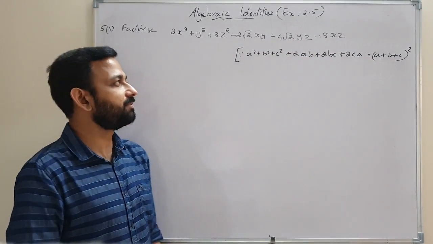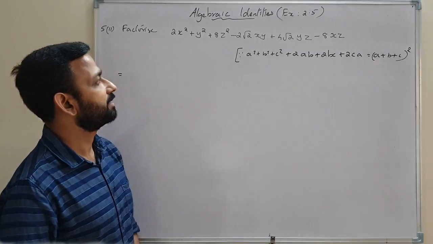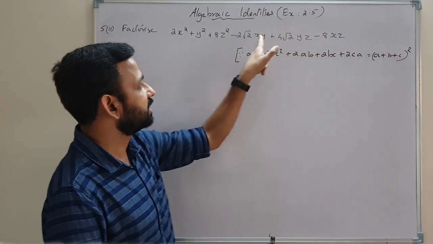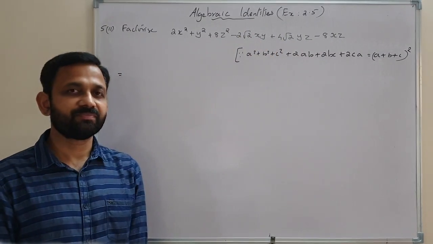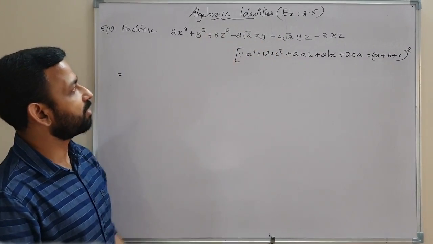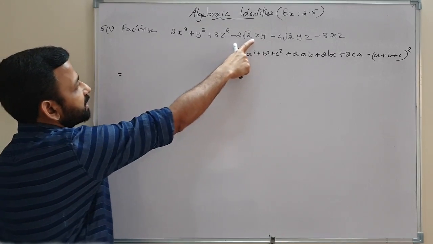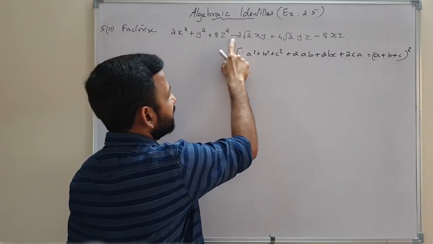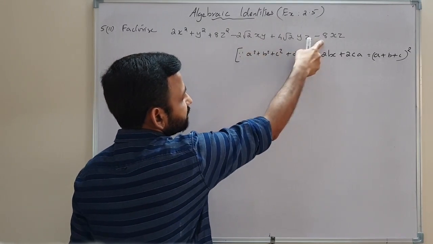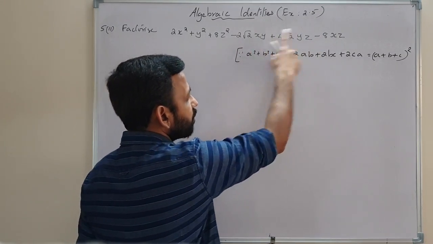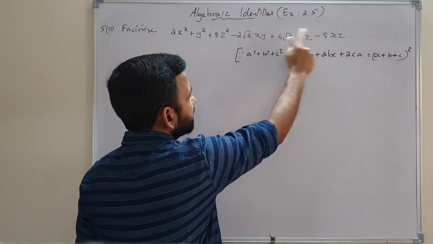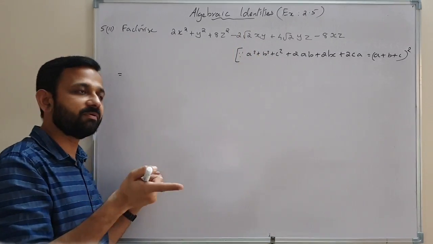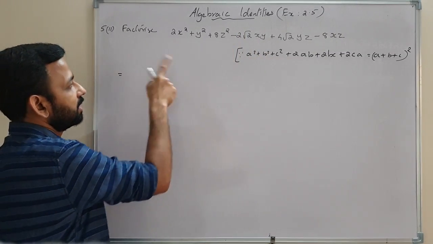In those negative terms, one variable is common. Here xy, here xz, so the variable x is common. If the variable x is common, then the term containing x will be negative. We have two negative terms, and from there you find the common variable. Here the common variable is x, so we will give a minus sign to the term containing x.